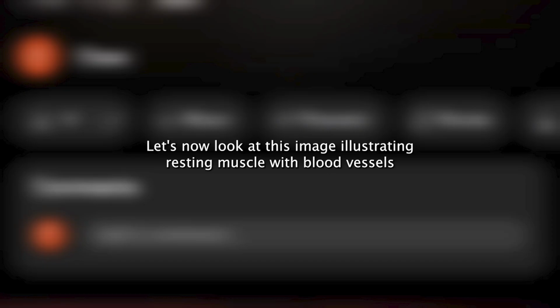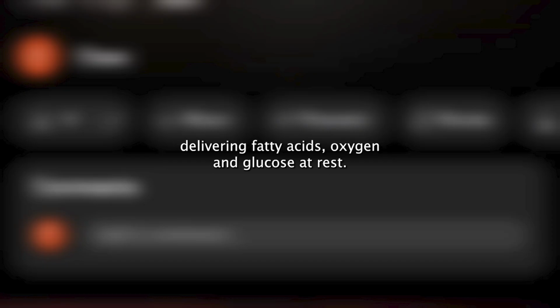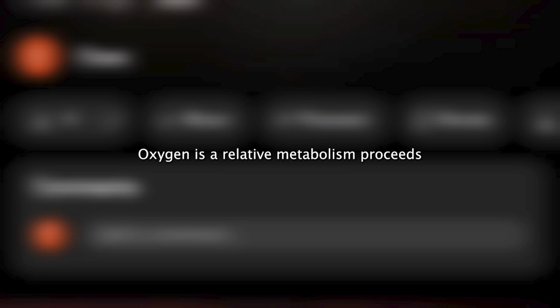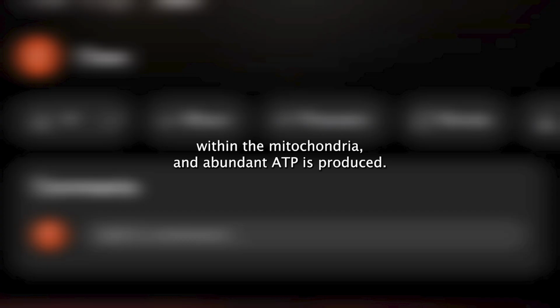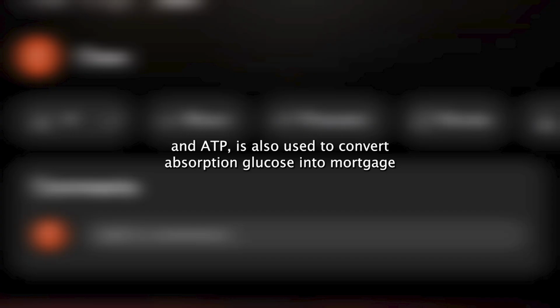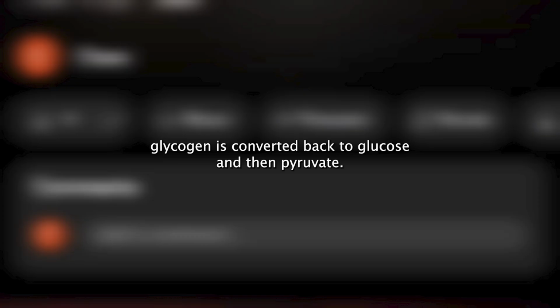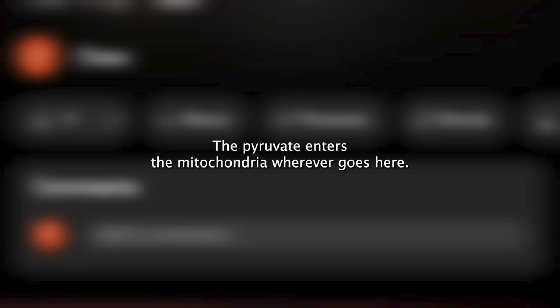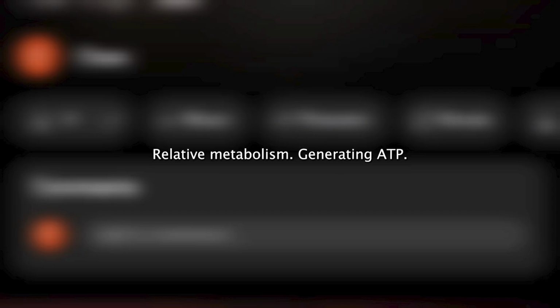Let's now look at this image illustrating resting muscle with blood vessels delivering fatty acids, oxygen, and glucose. At rest, oxygen is plentiful. Aerobic metabolism proceeds within the mitochondria and abundant ATP is produced. Surplus ATP combines with creatine, forming the high-energy compound creatine phosphate, or CP, and ATP is also used to convert absorbed glucose into glycogen. At moderate activity levels, as ATP demand increases, stored glycogen is converted back to glucose and then pyruvate.